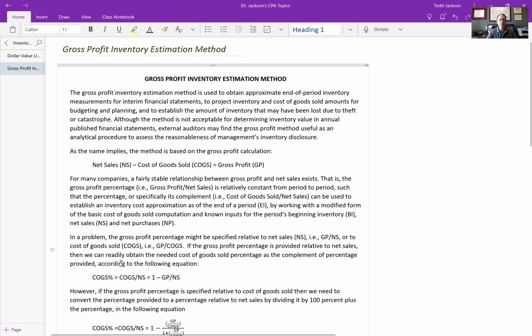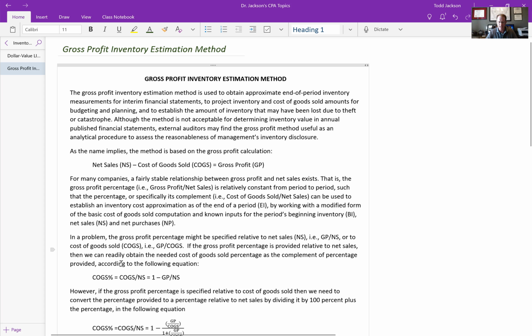And it can also be used to establish the amount of inventory that was lost due to some catastrophe such as a fire or perhaps by theft. The method itself is not acceptable for determining the reportable amount of inventory on published annual financial statements. However, external auditors may well find this a useful tool for assessing the reasonableness of the inventory disclosure that management has made in those financial statements.